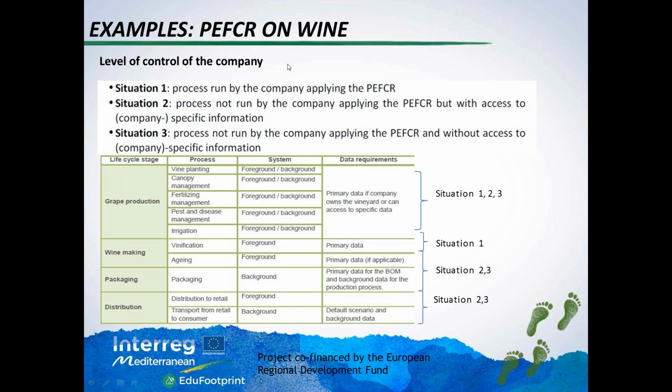Then inside this study, the level of control of the company has been specified, and they prepared this table in which there are the life cycle stages that are the same we saw in the previous slides: grape production, winemaking, packaging, distribution, and then there are the other use and end of life. Then there are the processes that are the subject of the study: the system, foreground or background.